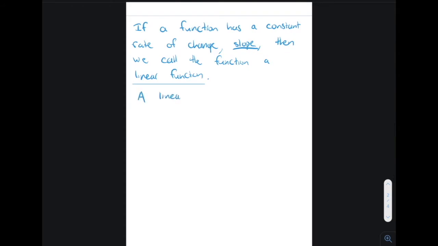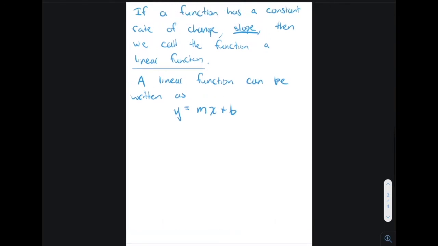A linear function has the nice property that it can be expressed in the form y equals mx plus b for some unknowns m and b. Here, if we know what the slope is, then we'll know what m is. We'll say that m is that rate of change. M is slope.